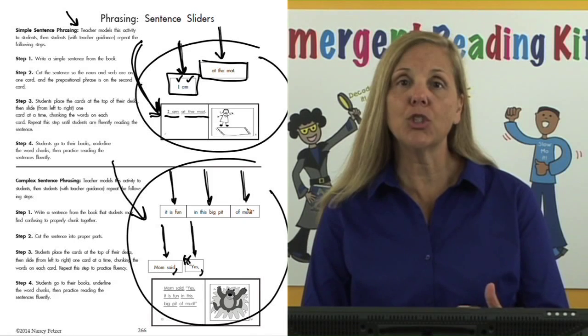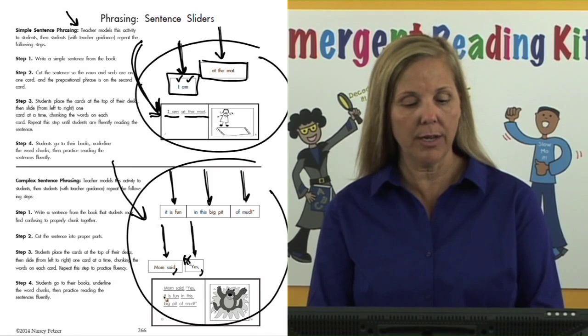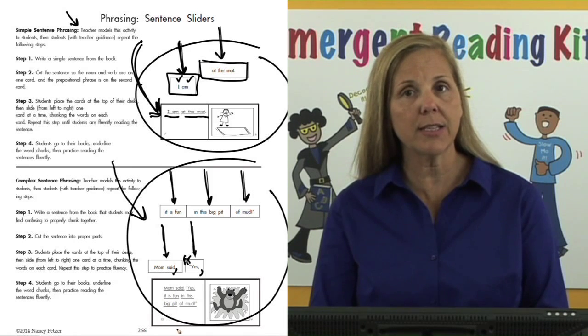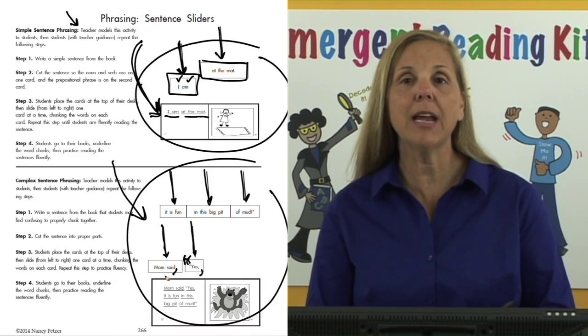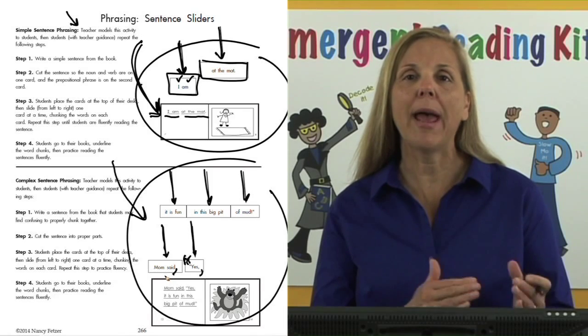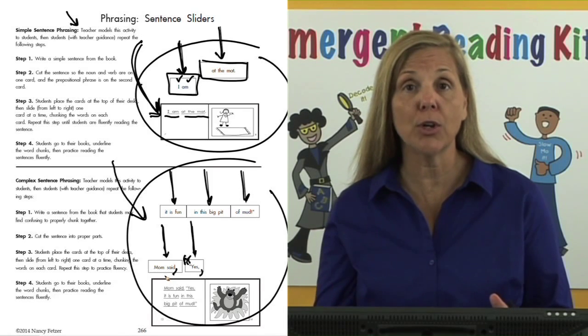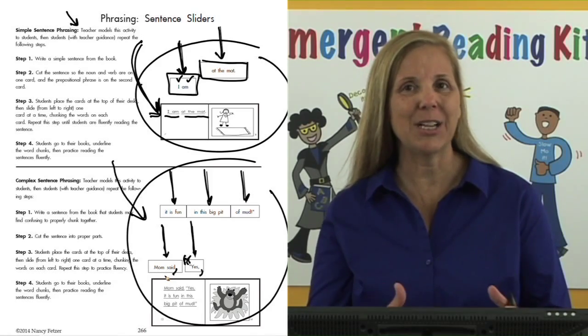You model it, the students practice with the sentence sliders, then they go to that page in their book and they chunk out the sentence by underlining the different parts. Go back, reread, and practice chunking the parts of that book. And then I always have them go back and reread their entire book again, thinking about how they should chunk all the different sentences in their book.